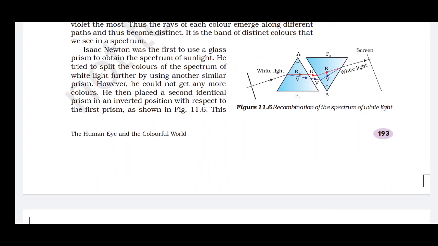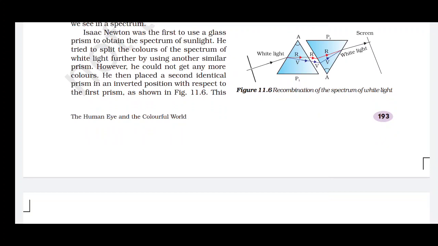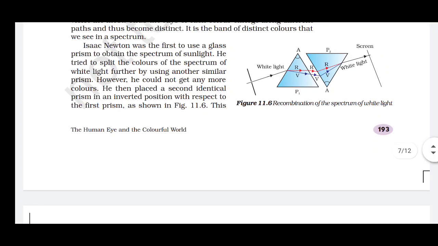Now this is because of total internal reflection. When light enters obliquely from a denser to a rarer medium and the angle of incidence exceeds the critical angle, the light reflects in the denser medium. This is called total internal reflection. Now the conditions for internal reflection are that light should enter obliquely from a denser medium.